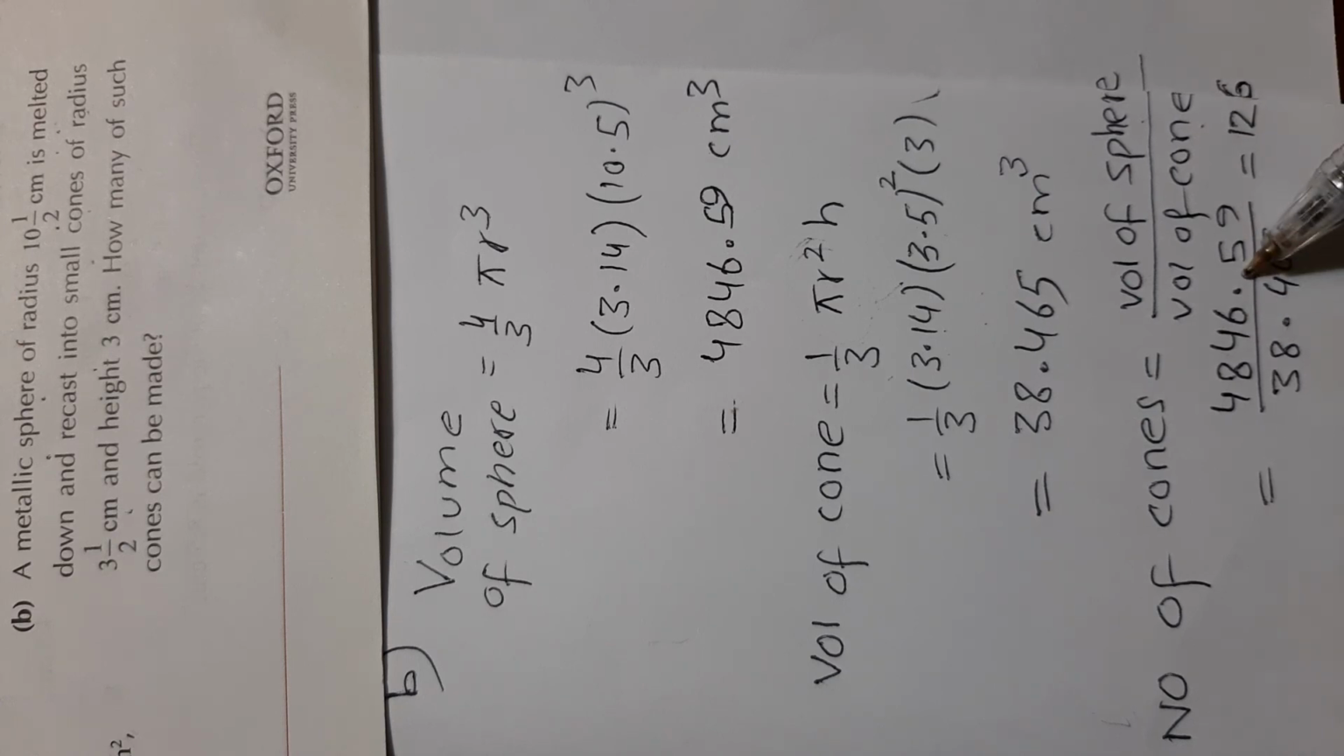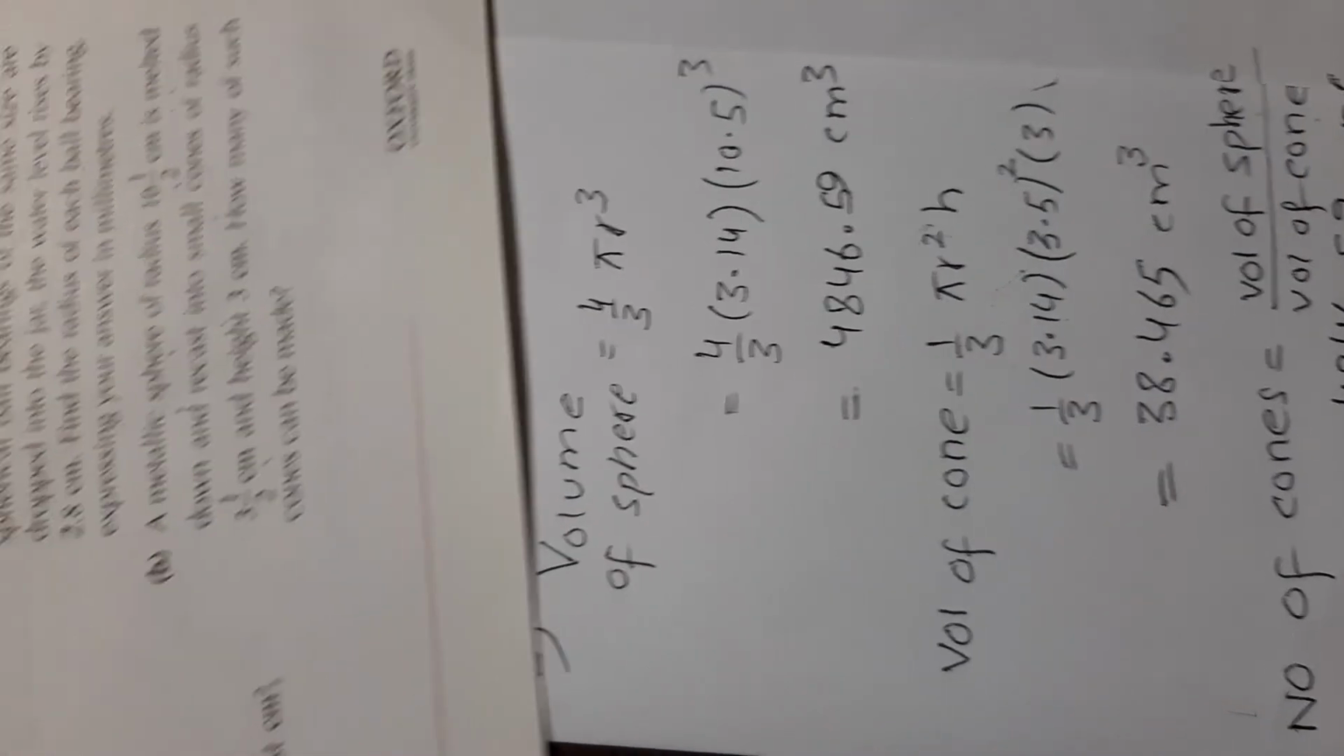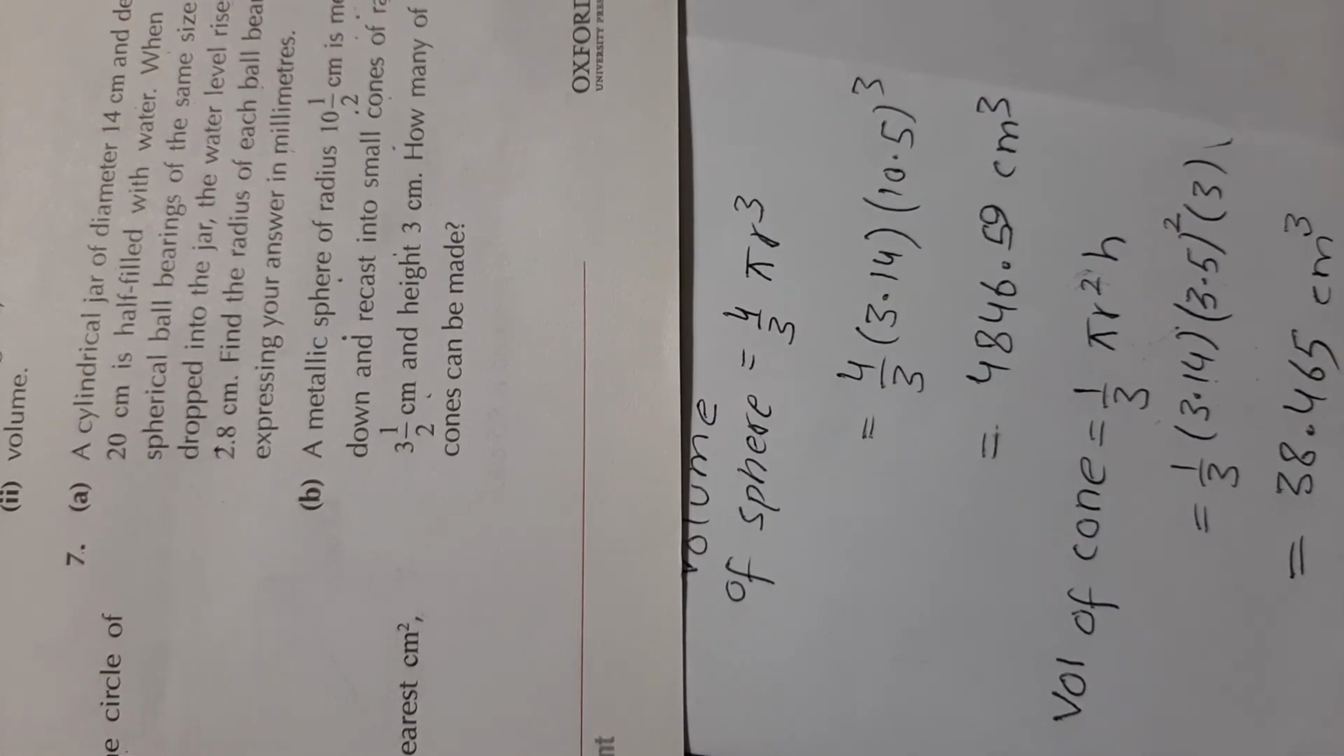The volume of the sphere is 4846.59. The volume of the cone is 38.465. That will give you 126 cones. This is the solution up till question number 7 of exercise 10D.